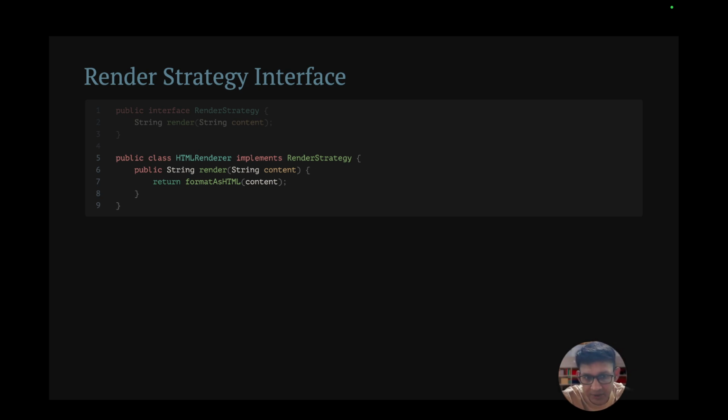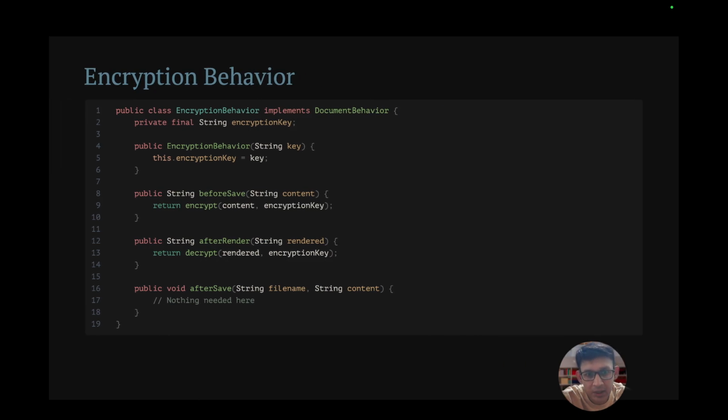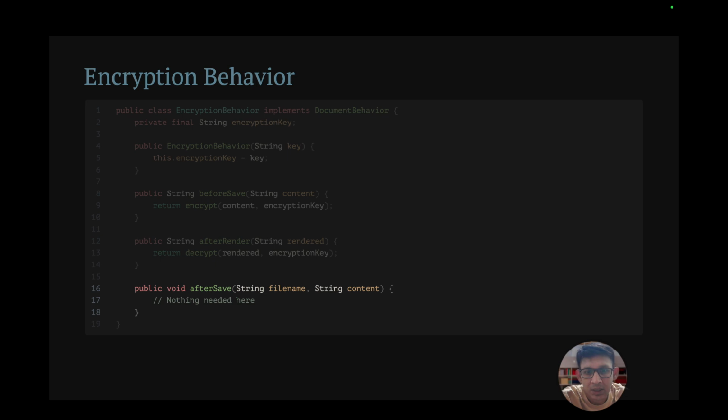Now, for the behavior interfaces, this is where things get interesting. We are providing three hooks in the document lifecycle: before save, after save, and after render. Now, here's how our encryption would use these hooks. The before save hook encrypts the content before it's saved. Next is the after render hook. This decrypts the content after rendering for display. And here's the after save hook, which is a pass through for encryption. It doesn't need to do anything here.